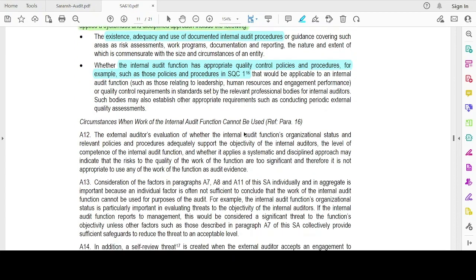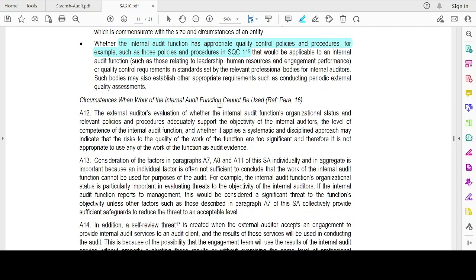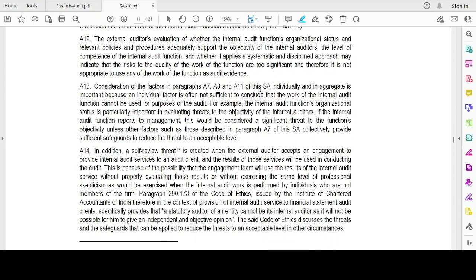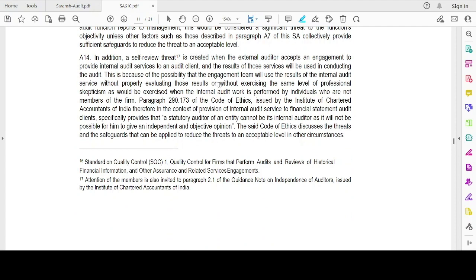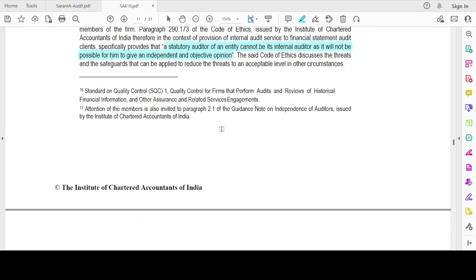Now, circumstances when the work of the internal audit function cannot be used. When there is no proper audit evidence to support the work, or else there is a self-review threat. See here. A statutory auditor of an entity cannot be its internal auditor, as it will not be possible for him to give an independent opinion, right? Because it is a self-review thing. I am also already doing the work of the audit function, so now I cannot be the statutory auditor of the company.